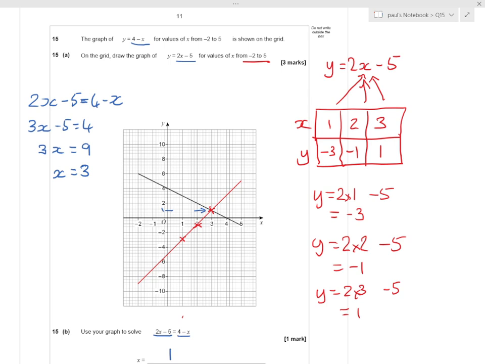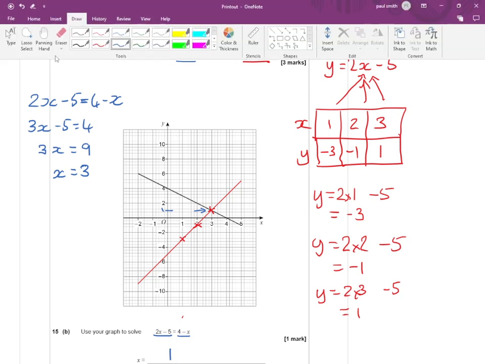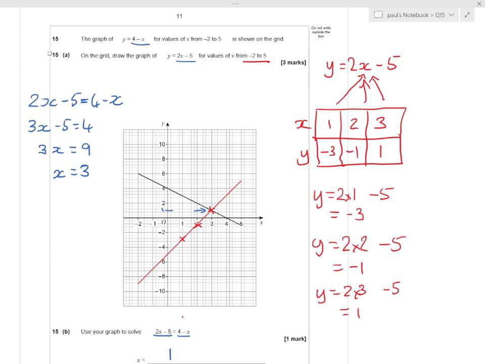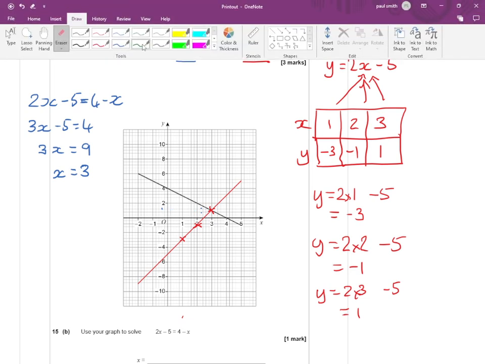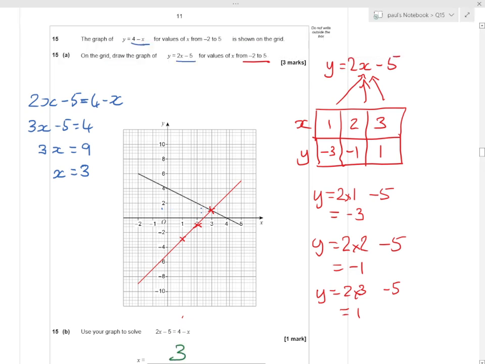Oh, I've got to find the x value, not the y value. I'm so glad I did that. Not reading the question properly. I want to find x, not y. Right, okay, so x is actually 3. So that was a good job. I checked that because I didn't read the question properly.